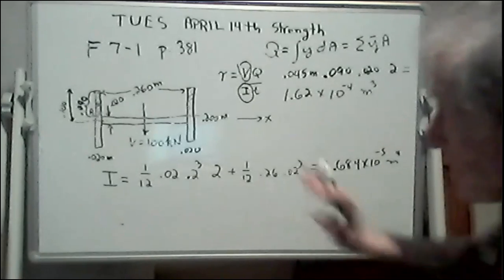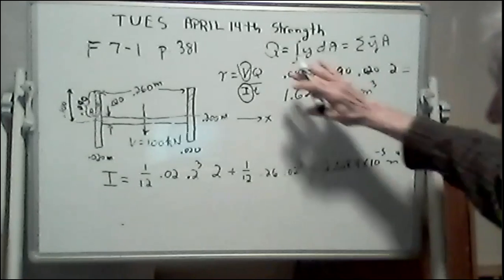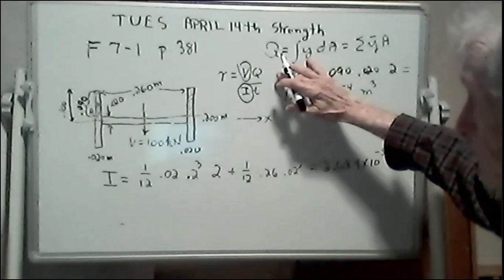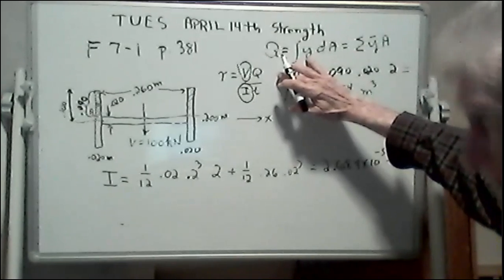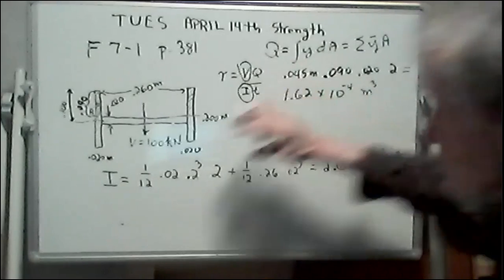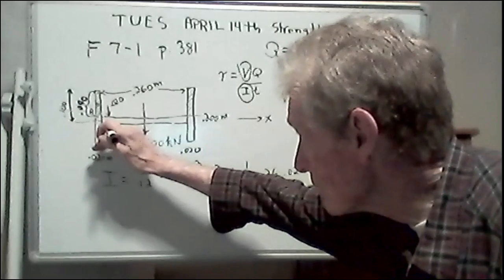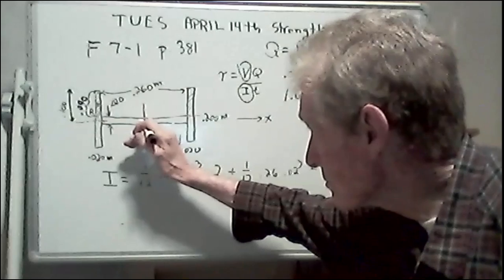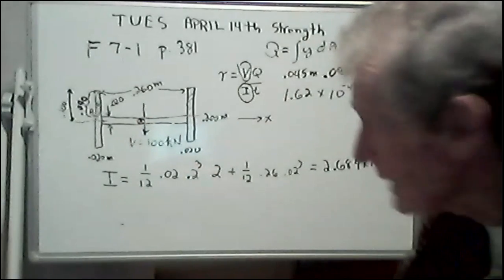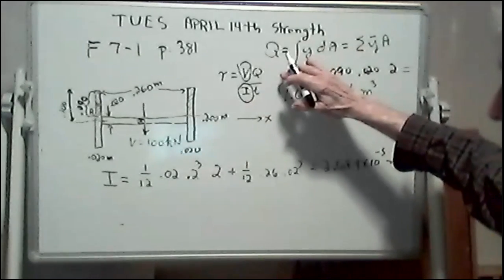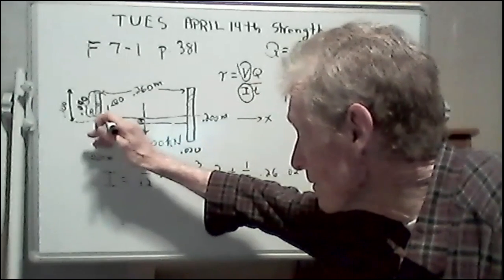It's wrong. Now here's where I made my mistake. When you're doing this, this has got to be from the centroid of your cross section of your beam. I put the wrong thing in there. Shame on me. What I need is this distance here from the centroid of your whole beam, and so you have to go from here to here.